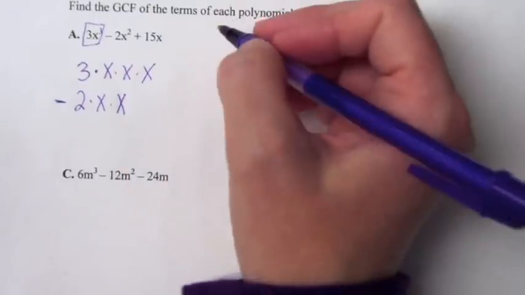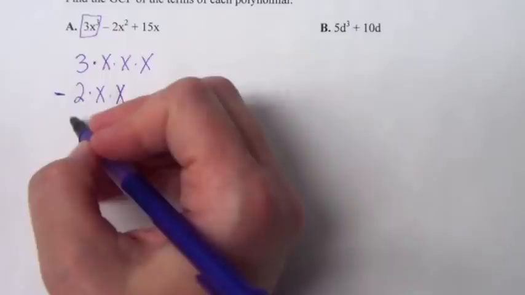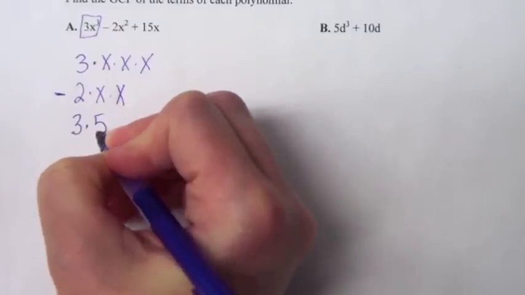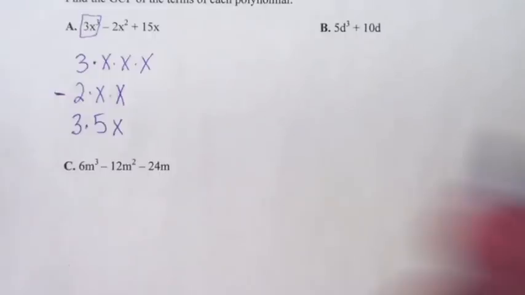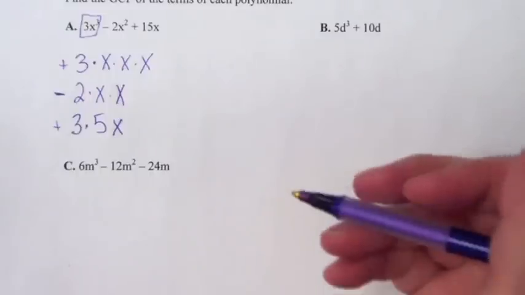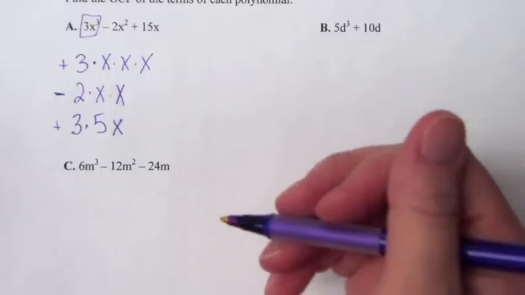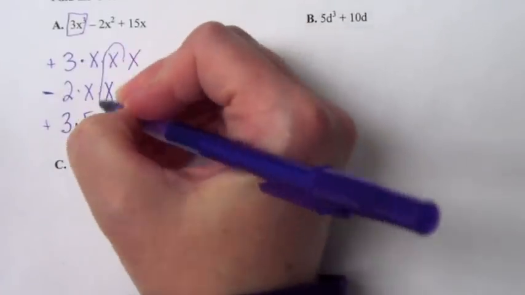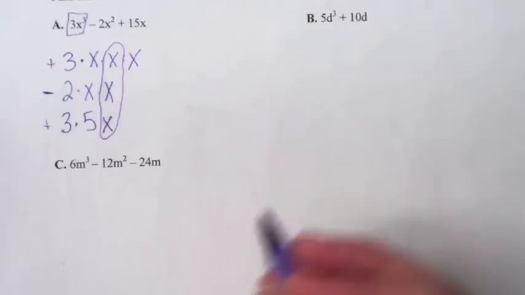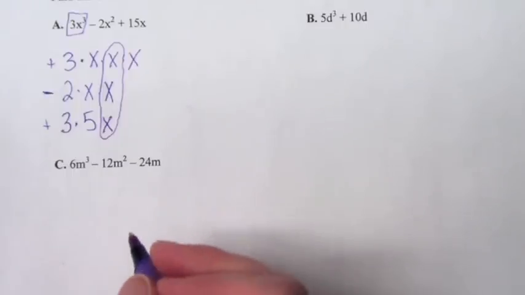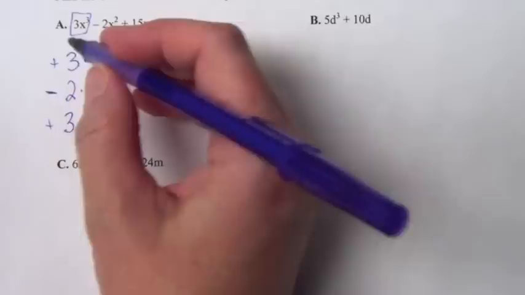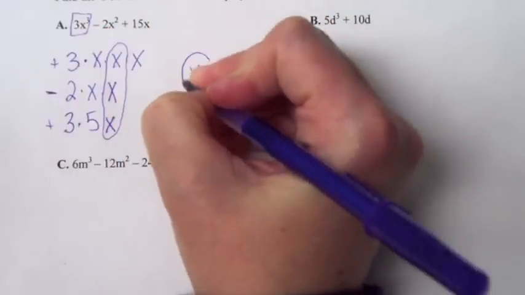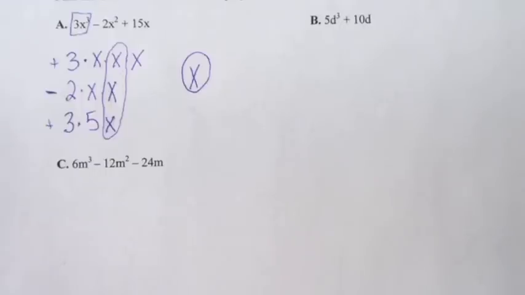The third term, 15: the two factors of 15 are 3 and 5, so I'm going to do 3 times 5, and then there's 1x. And each of these are plus, which is kind of important for what's coming up in the next example. Now I'm going to circle what all of these have in common. If you look at this, there's an x in common in all 3 of these. There is nothing else in common, however. So the greatest common factor of this polynomial is x, because that's all that all 3 have in common, just 1x.